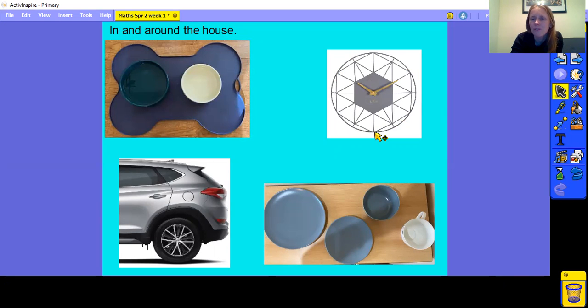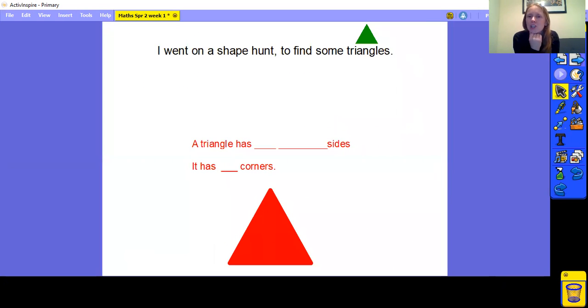Well done if you said that you can also see lots of triangles. There are large triangles and small triangles. It makes it look quite tricky. Well done if you spotted the circles and the triangles. When I finished looking for circles, I decided to go on a shape hunt to find some triangles.